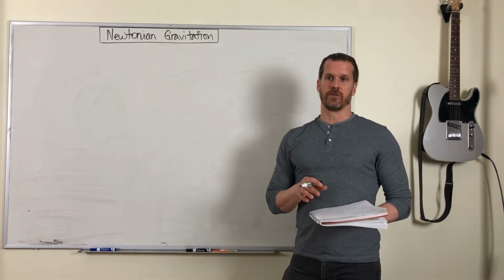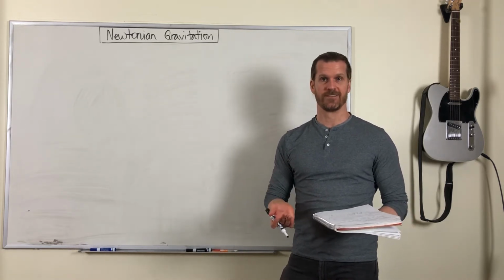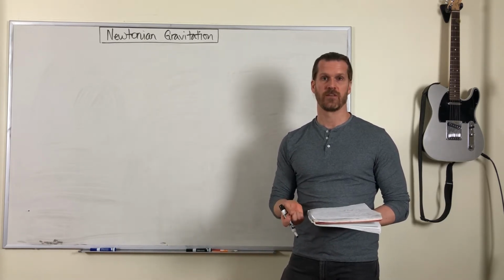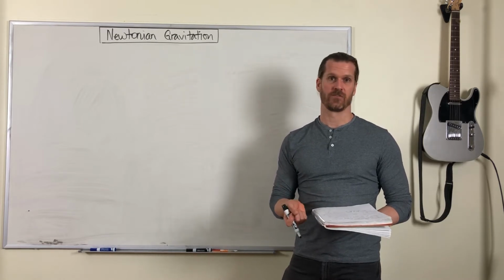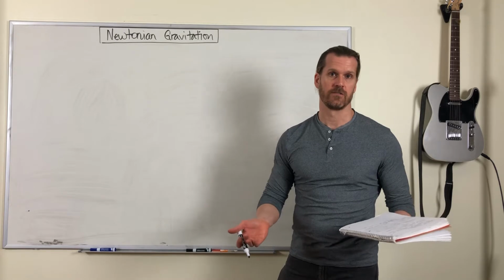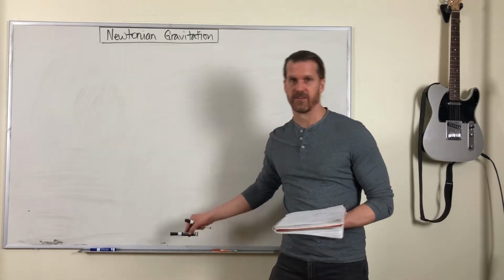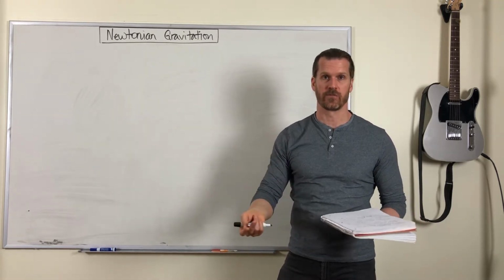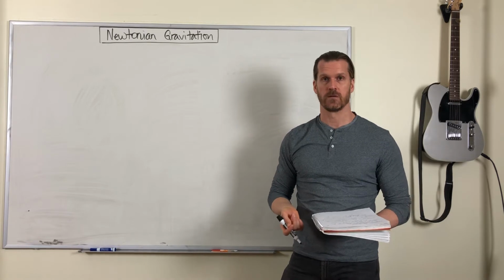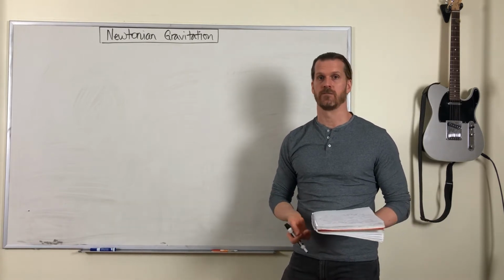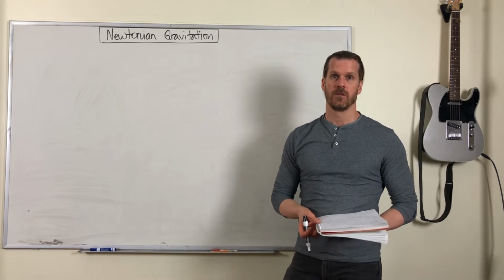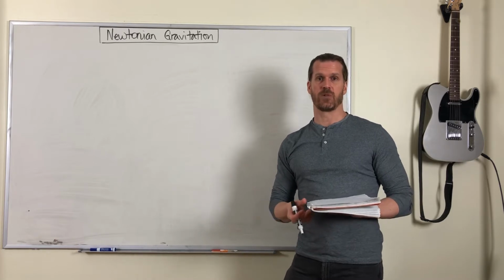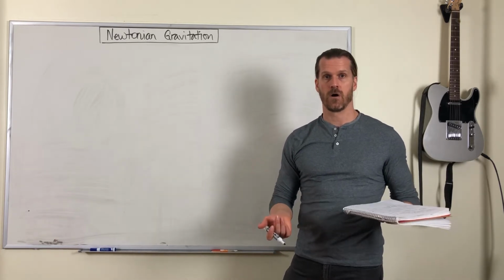Now, Newton's stroke of genius was realizing that the force that holds the moon in orbit around the Earth is the exact same force that governs gravity for objects in our everyday life. So Newton realized that the same force that makes this pen fall to the ground is the force that holds the moon in orbit. It's the force that governs the orbits of the planets around the sun. So that's why this is known as universal gravitation, because it applies universally to all objects.